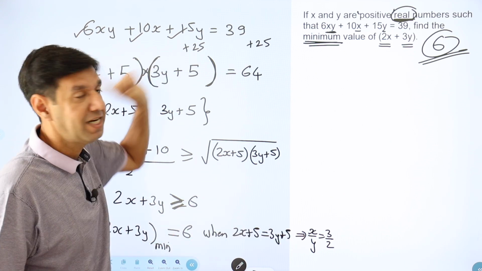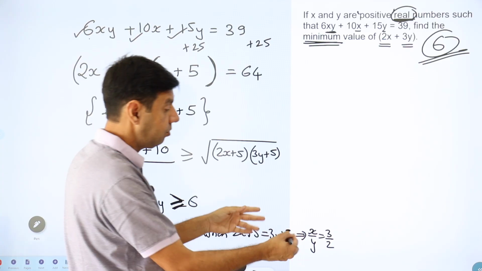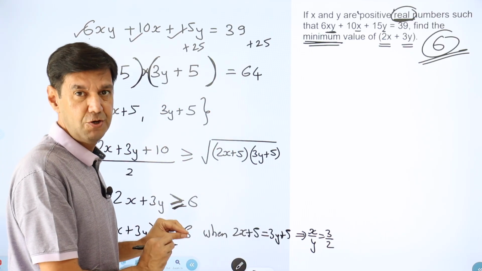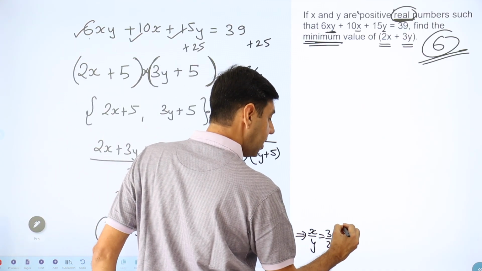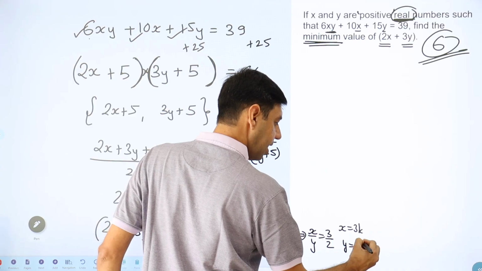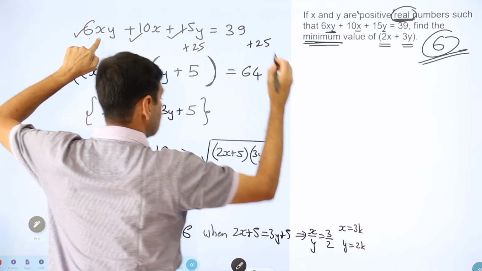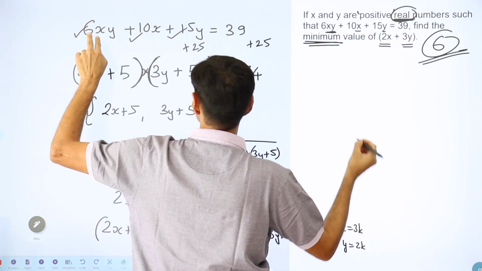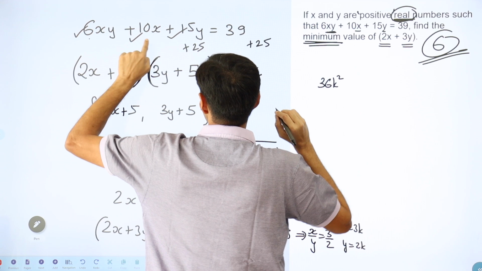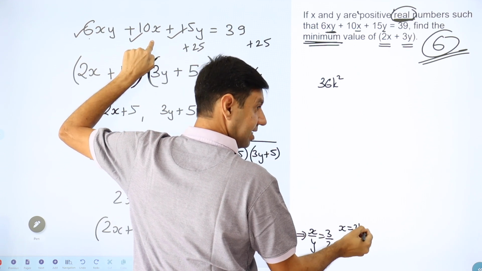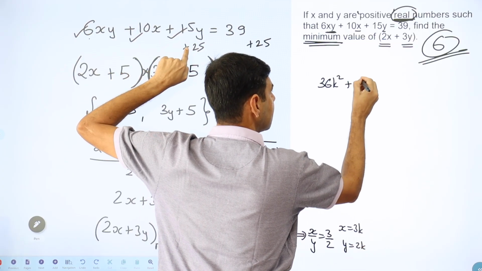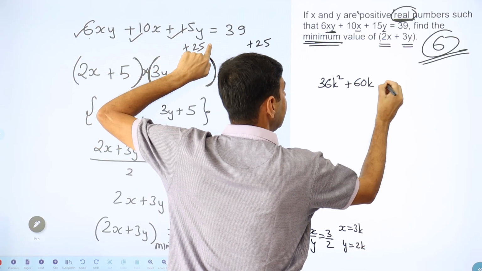And you already have one equation in x and y. So it's going to go into tougher things, but it's helpful if you still want to sit down and find the value of x and y. So you'll put x is equal to 3k and y is equal to 2k. Plug it back into this. So that's 3x into y, which is 6 into 6, that's 36k square. 10x is a 30k. 15y is a 30k. So that's a 60k minus 39.